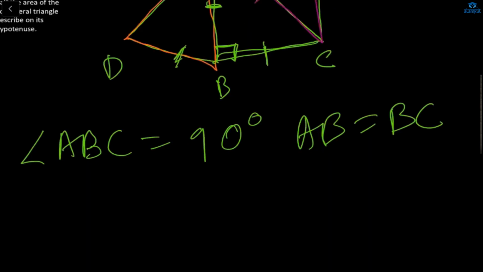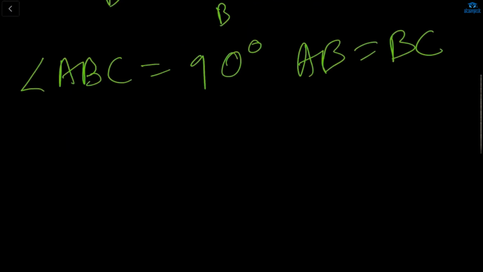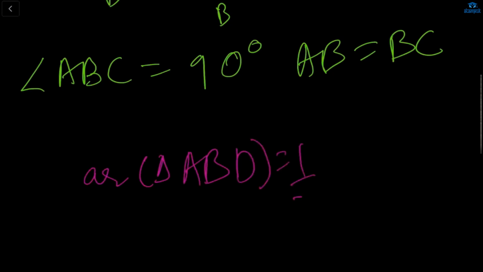They're equilateral triangles. Now we need to prove that the area of the equilateral triangle described on a side is half the area of the equilateral triangle described on its hypotenuse. That means area of triangle ABD is equal to half the area of triangle CAE. Now how can we prove that?